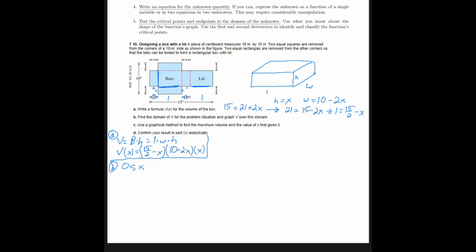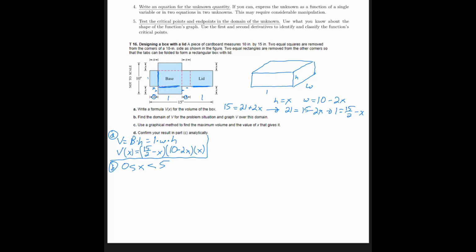So that was part A. So now for part B. So the smallest x could be is 0, right? And in fact, x can't actually be 0, because if we let x be 0, then this makes no sense, right? If you don't cut anything out, you can't make a box out of it. It's still just going to be a sheet of paper.